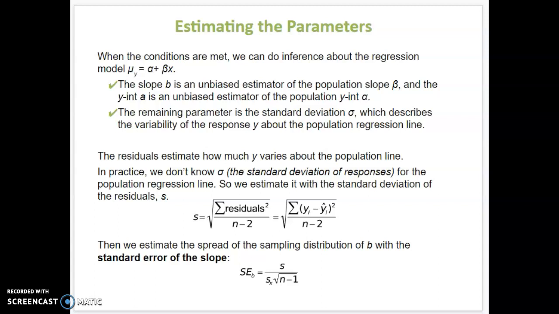So since we don't know sigma, we would never know that much about the population. We have the standard deviation of the residuals S, and then we can use that to find, in our sampling distribution, the standard error of the slope, which again, you don't often have to calculate either of these. They're usually given to you. It's more so the interpretation. So recognizing that for standard deviation, it's how much they vary from the line, and recognizing with standard error that it's how much each of those slopes vary from what the true slope would be in my sampling distribution.